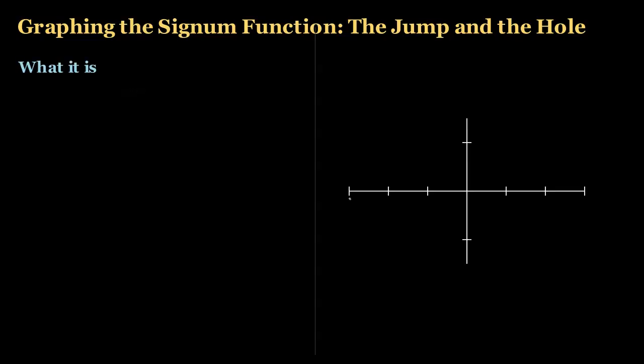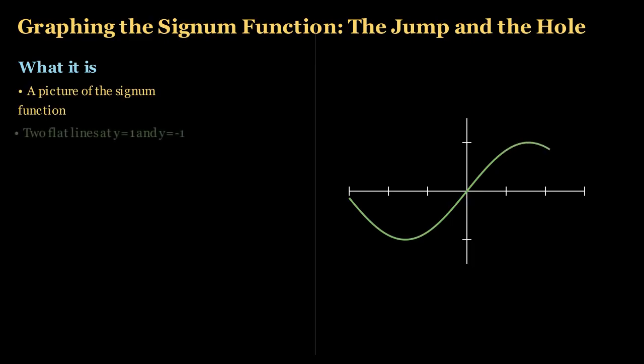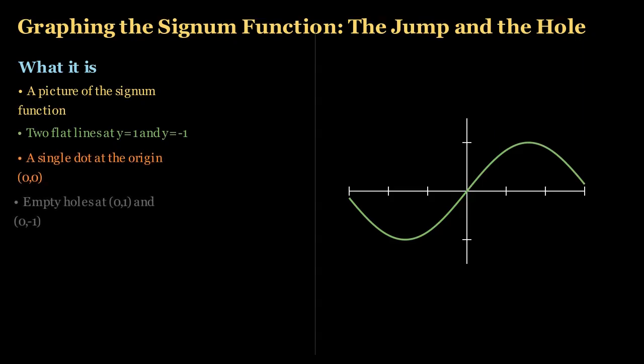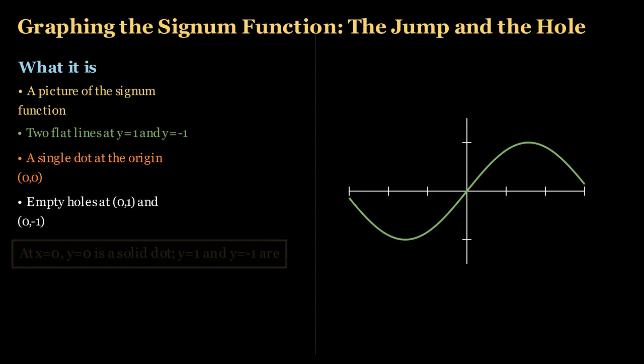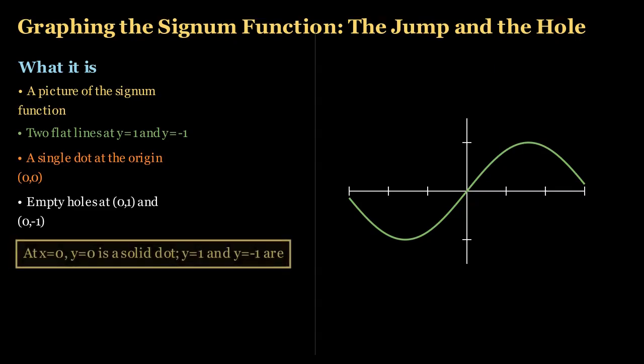We already know the Signum function as a rule. It gives us 1 for any positive input, -1 for any negative input, and 0 for an input of 0. Now we're going to draw that rule on a coordinate plane so we can see its whole personality at once. Imagine a graph. For every positive x, no matter how small, the output y is always 1. So we draw a solid horizontal line stretching to the right, sitting at the height y equals 1.